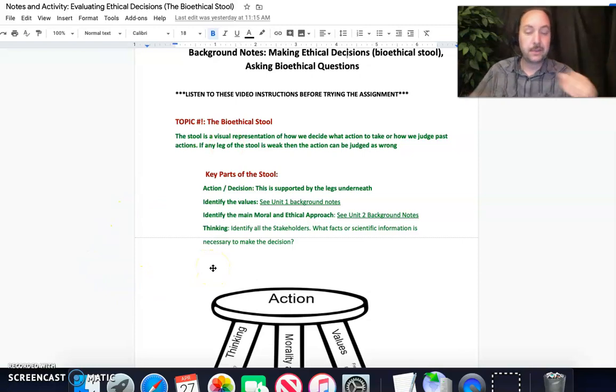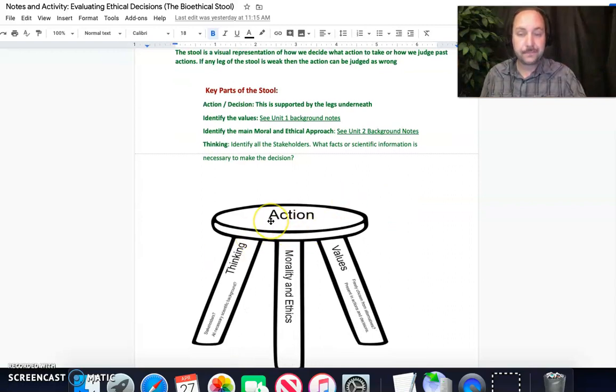So we have kind of 4 parts. We have the action or the decision that's supported by the legs, on the top of the stool. And in order to support that action, some decision that a person makes, right? We decide to euthanize the dogs. We decide to save the nurse in the example of the vaccination case. We decide to let the surrogate mother carry the child. You take an action, you make a decision. It's supported by the values that that person or group carries, right? And you'd learn more about values, or you'd refresh your memory about that from background notes on Unit 1.